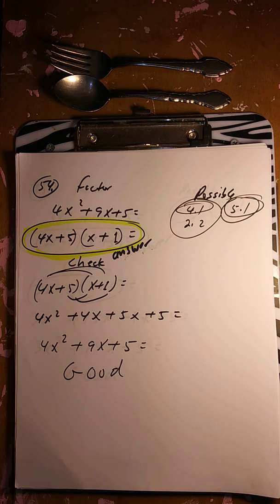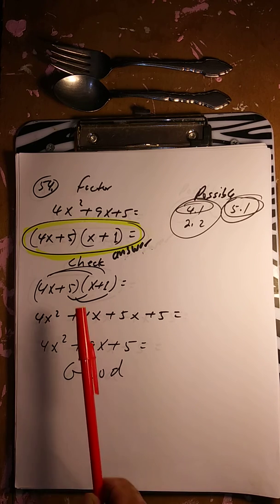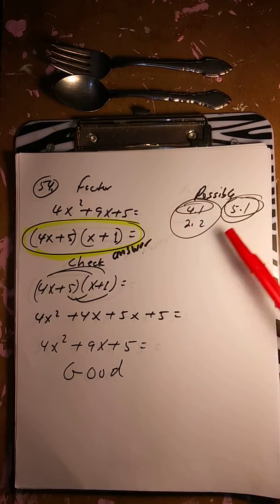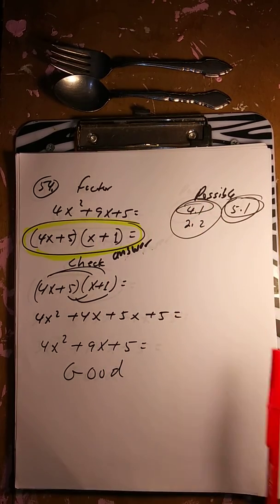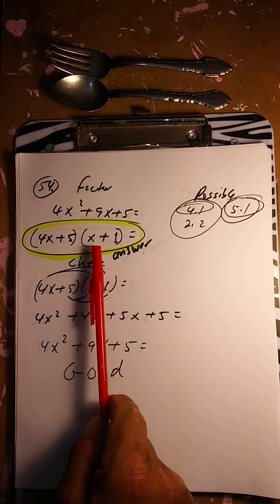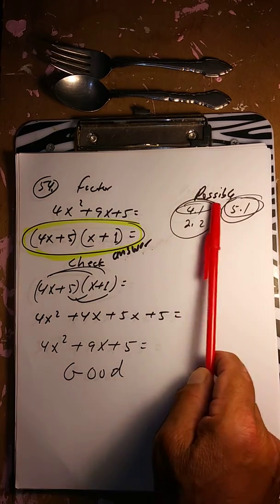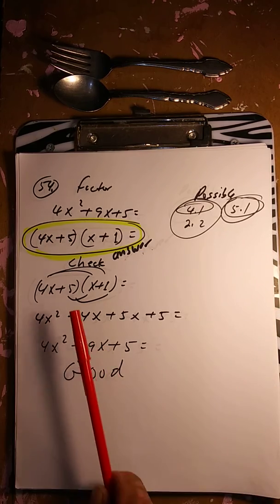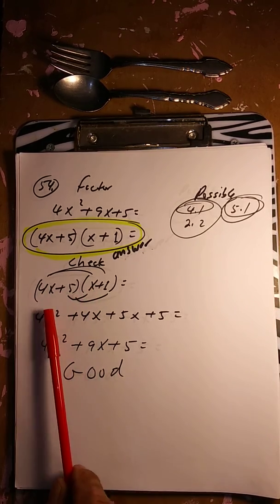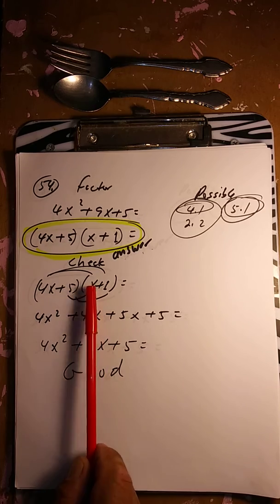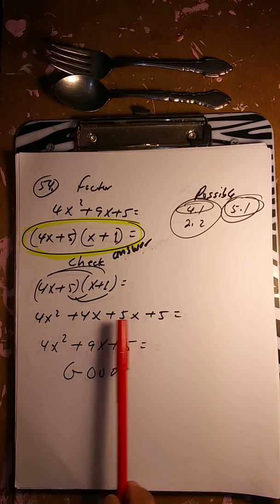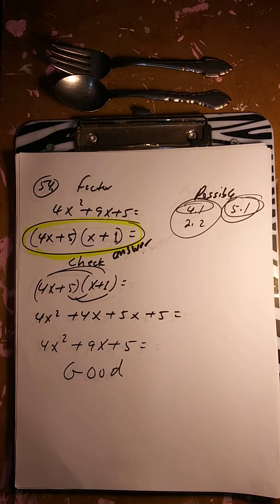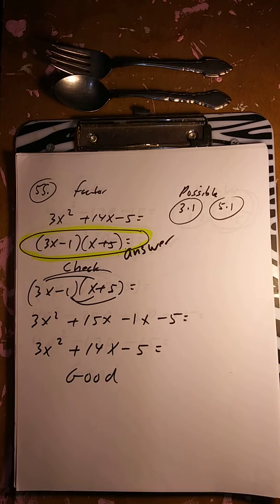Alright, now this one. We have 4x squared plus 9x plus 5. Guessing that possible numbers 4, 1, 2, 2 for the first and 5, 1 for the second. I'm going to go with 4x plus 5, x plus 1. That's what I'm guessing using these numbers. Now, does that work? Let's find out. 4x times x is 4x squared. That turns out is 4x. That turns out is 5x. And that turns out is 5. 4x squared plus 9x plus 5. Does that match? Yes, it matches.